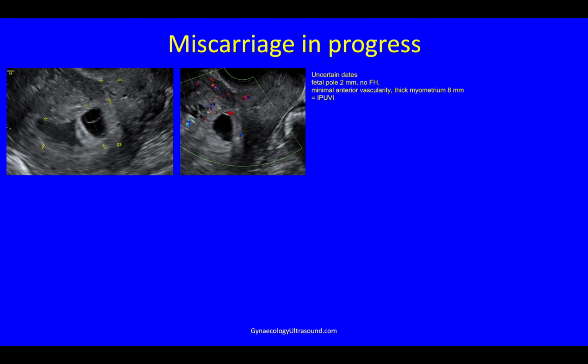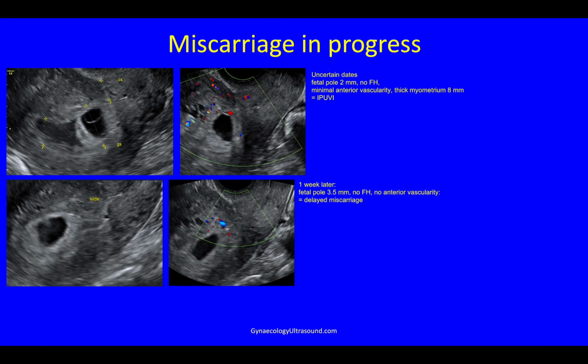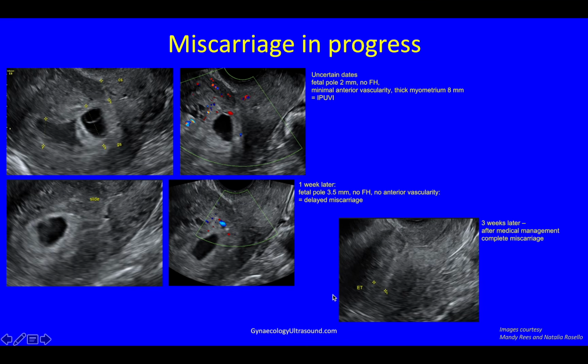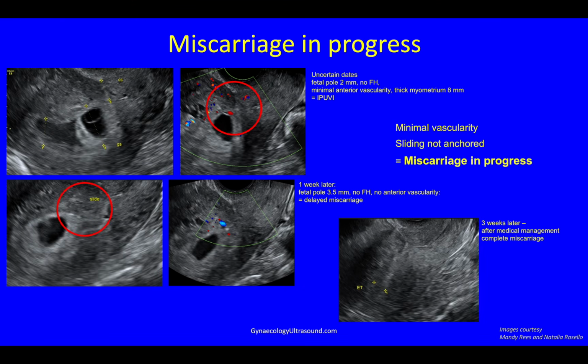Miscarriage in process, this patient with uncertain dates, you can see again a low sac, but really minimal vascularity. And when she was scanned a week later, this sac was sliding in the cavity, minimal vascularity, and it was a delayed miscarriage, which resolved completely. So there, with minimal vascularity and sliding, it's not anchored, it's a miscarriage.